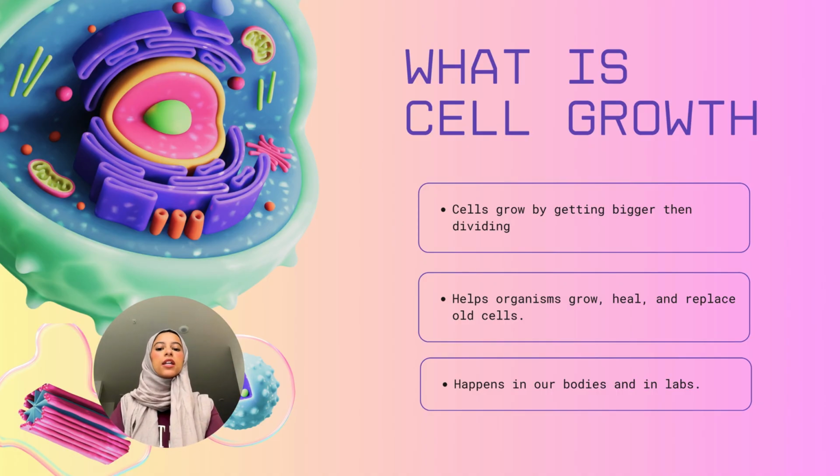When we say cell growth, we don't just mean that the cell gets bigger and that's it. Cells grow by getting larger and then dividing into two new cells. Over many rounds of growth and division, one cell can turn into millions of cells. This happens in our bodies as we grow and heal, and it can also be done in labs where scientists grow cells for research or just to make useful products.